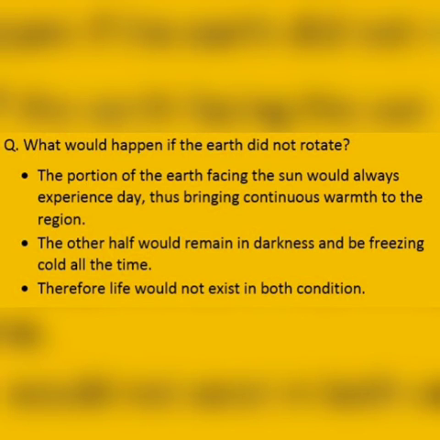Now the question is, what would happen if the Earth did not rotate? If the Earth did not rotate, the portion of the Earth facing the Sun would always experience day, thus bringing continuous warmth to the region, while the other half would remain in darkness and be freezing cold all the time. So life would not have been possible in such extreme conditions.